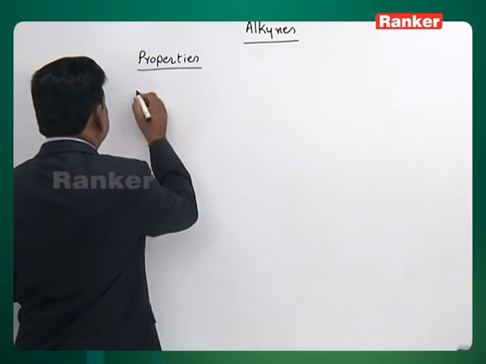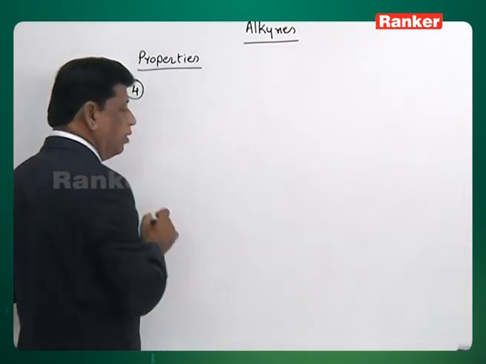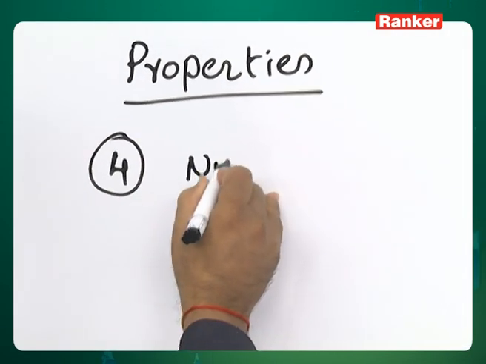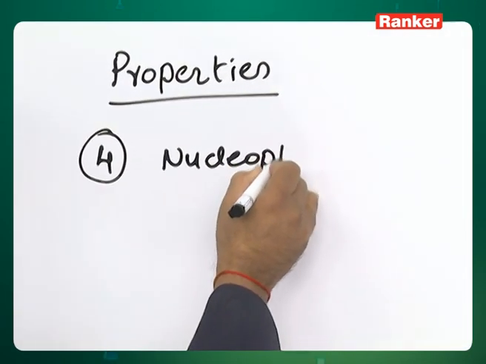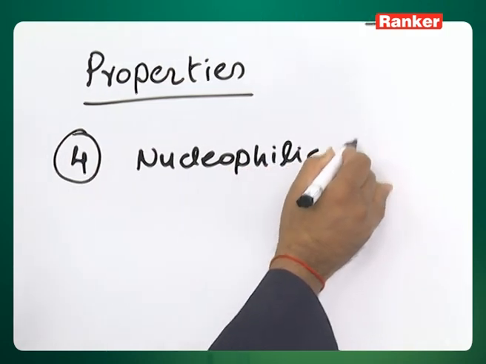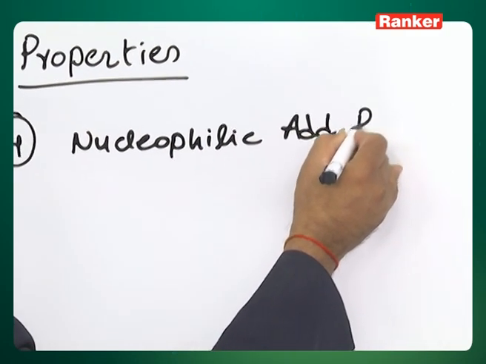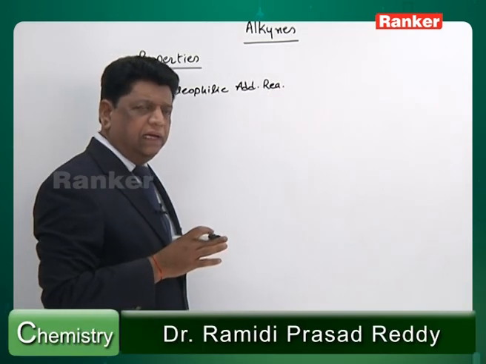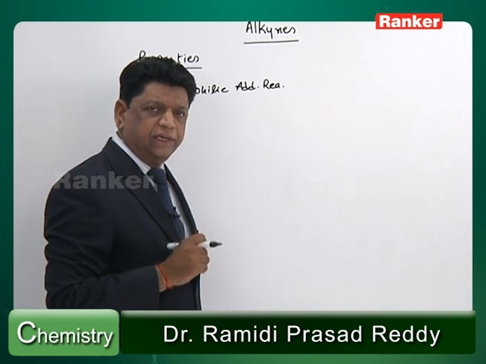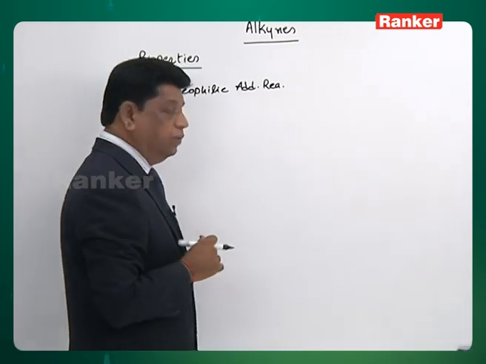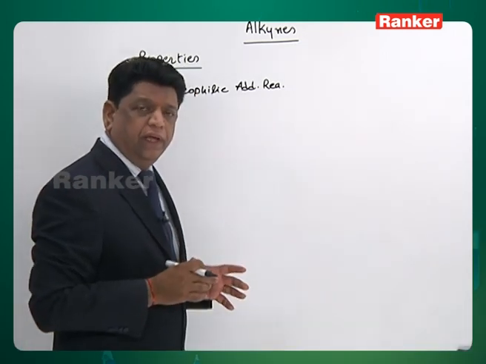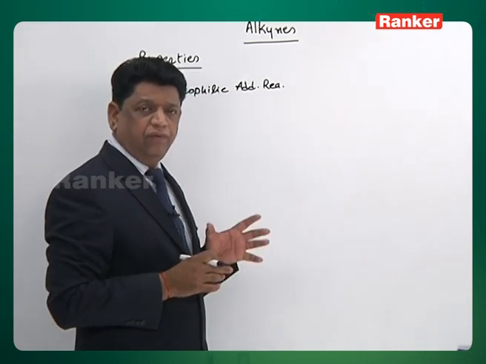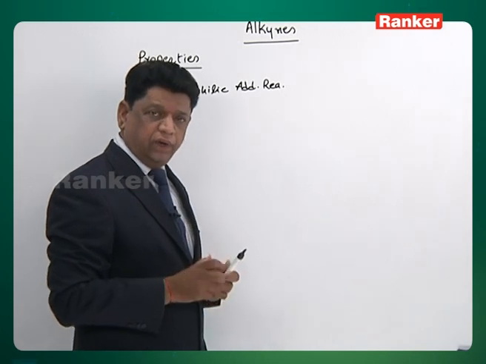Under the properties, let us take the next property, that is some nucleophilic additions also take place. Generally alkenes will not undergo this type of addition, only alkynes do. The reason is again the acetylene carbon is sp hybridized, therefore 50% s character, more electronegativity.